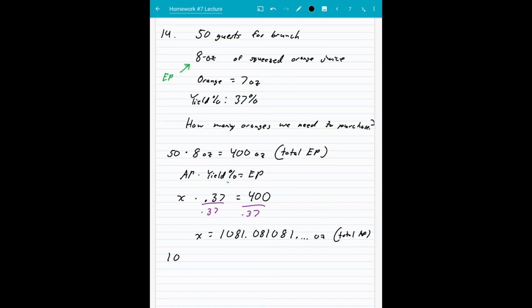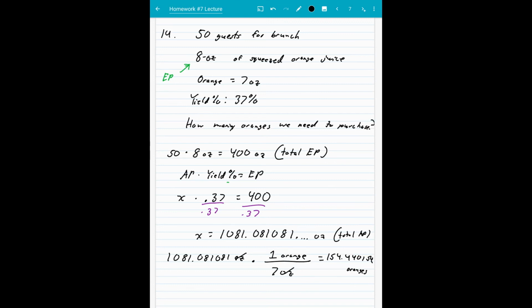So it's 1081.081081 ounces, and we multiply that by 7 ounces on the bottom and then 1 orange on top, because then we'll be left with oranges as our unit of measurement. So take that number that you have stored in your calculator and divide it by 7. And you'll get 154.440154, keeps on repeating, oranges.